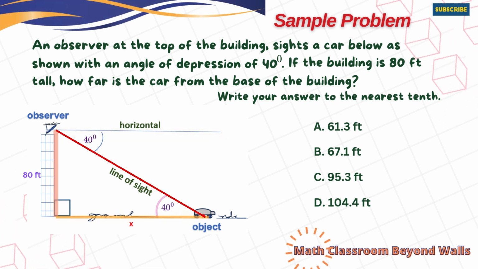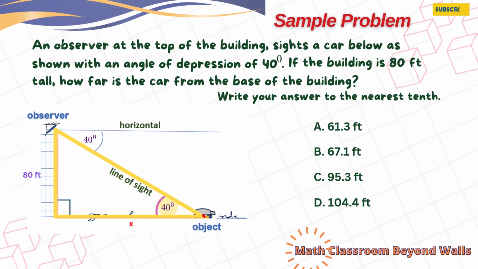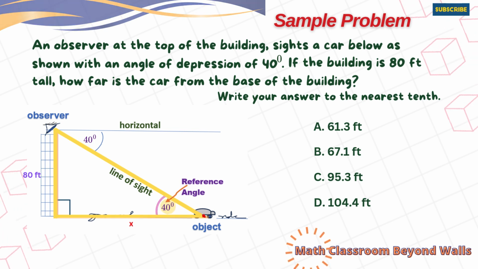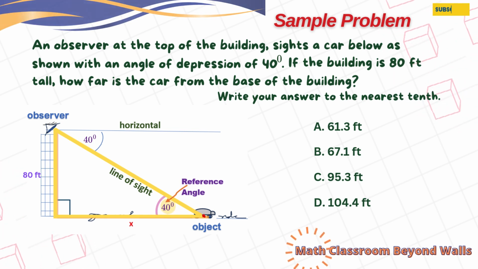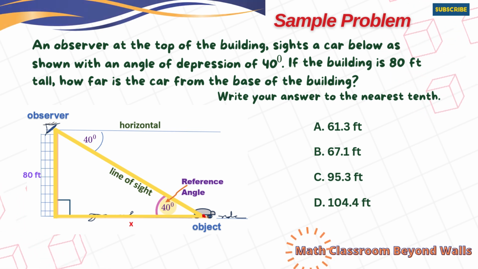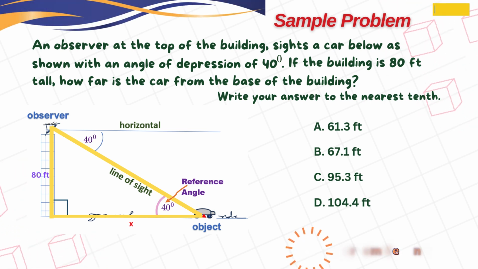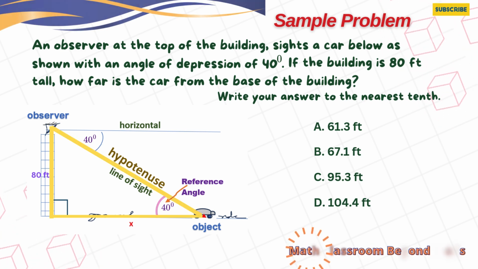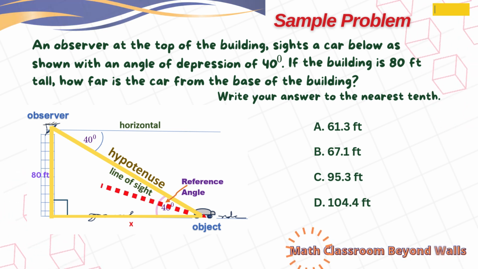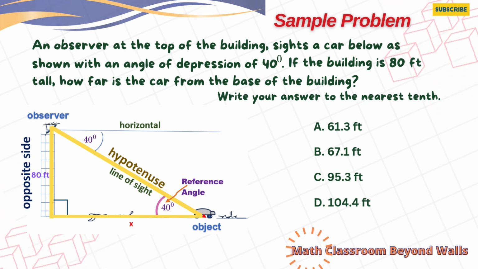We can now use this triangle in solving the problem with this angle, the 40-degree angle below, as the reference angle. Now, for us to be able to apply the trigonometric ratios in solving the problem, we need to label the hypotenuse, the opposite side, and the adjacent side of the triangle. We will start by labeling the hypotenuse, the longest side. Next, we label the side across the reference angle, the opposite side. And finally, the side that is not labeled yet, the adjacent side.